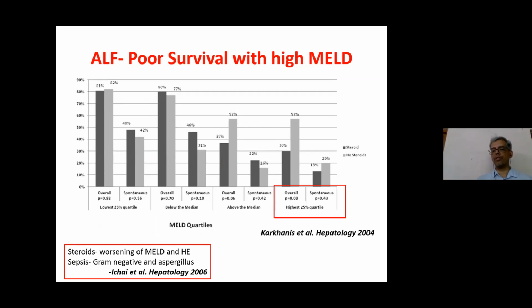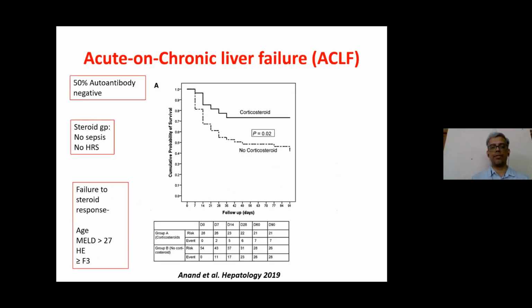In this subgroup of patients with ALF, those who have a high MELD score will perform the worst. So that's your subgroup which is not going to respond to your immunosuppression. In addition, data would suggest that in this subgroup of patients with ALF, use of steroids may be associated with worsening of MELD scores and hepatic encephalopathy. In addition, steroids may also increase your risk of gram-negative sepsis and fungal infection. So we need to be very, very careful regarding starting of steroids. It's better to consider these patients with ALF for liver transplantation.